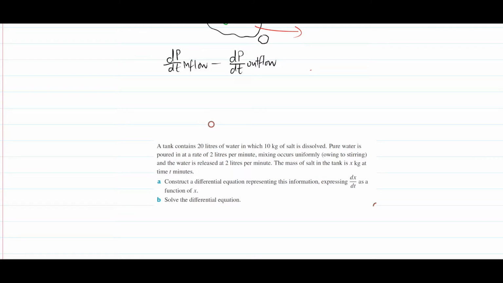However, what I want to go on about is the next one, when you have volume and concentration and mass going on. So a typical question, we'll do it over here and I'll explain it all along the way. A tank contains 20 liters of water in which 10 kilograms of salt is dissolved. So we've got a tank. It doesn't have to be cylindrical, it can be anything really. 20 liters of water initially, and it's got 10 kilograms of salt at the start. It's dissolved in there. Pure water is poured in at a rate of 2 liters per minute. So obviously this is inflow.